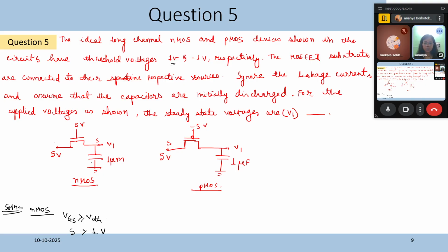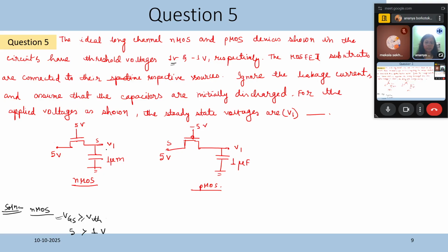So this capacitor will get charged. Current is flowing, the capacitor is getting charged, so it will start and the voltage will increase. Let's say the voltage is increasing from 0 volt. Now say the voltage is 3 volt. If the source terminal is 3 volt, then what is VGS? 5 minus 3, that is 2 volt. So this condition is still satisfied.